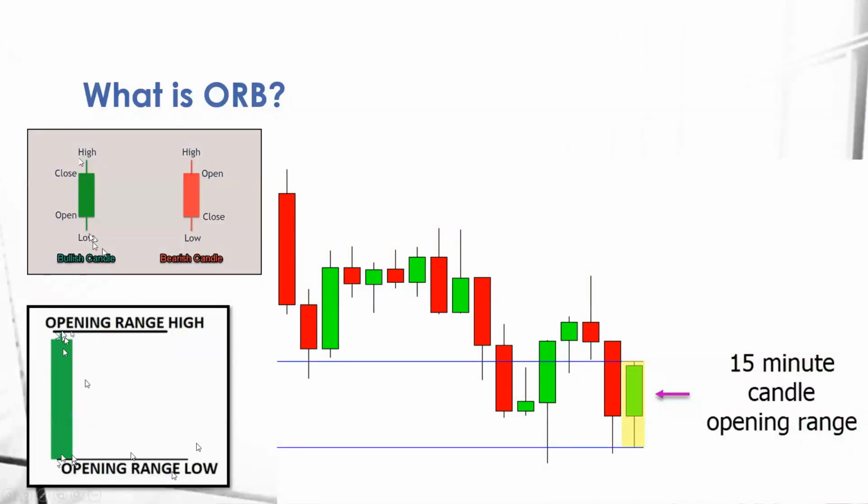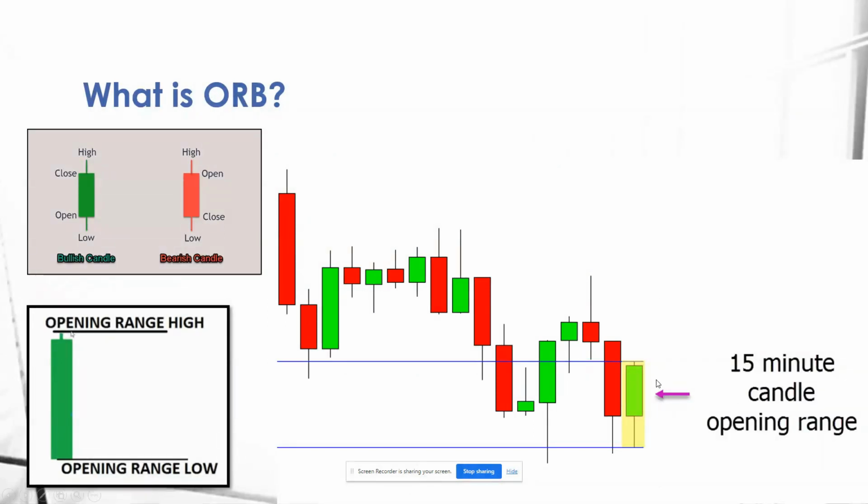So how to find the opening range? Let's say today the market starts at 9:15. Just select the 15-minute candle. Don't go for the 5-minute candle. Why did I select this 15-minute candle? Because I tried all the other time frames, like 5 minutes, 3 minutes, and 1 minute, and they are not performing well. The 15-minute candle is performing well. That is why I selected the 15-minute candle.